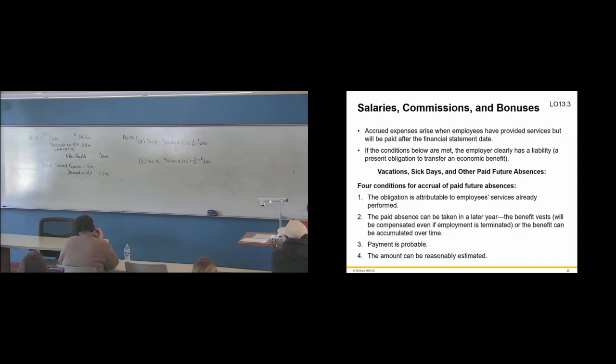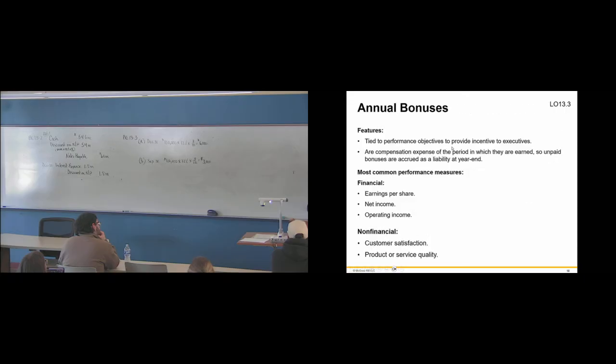Payment is probable, meaning yeah, you're going to get it, right? And the amount can be reasonably estimated. Well, I hope so, because it's based off your hourly wage or your salary already, right? So not really hard to accrue these kinds of things. Annual bonuses also, bonuses that are tied to performance objectives, are typically compensation expense in the period in which they are earned, even though they might not get paid until a future period. So not really anything unusual there.